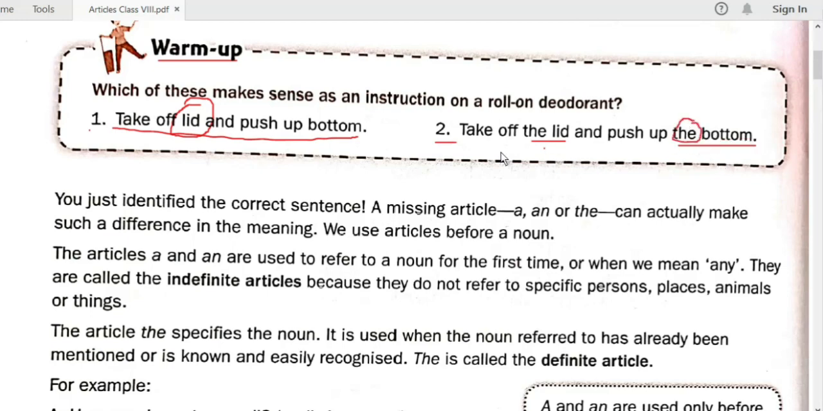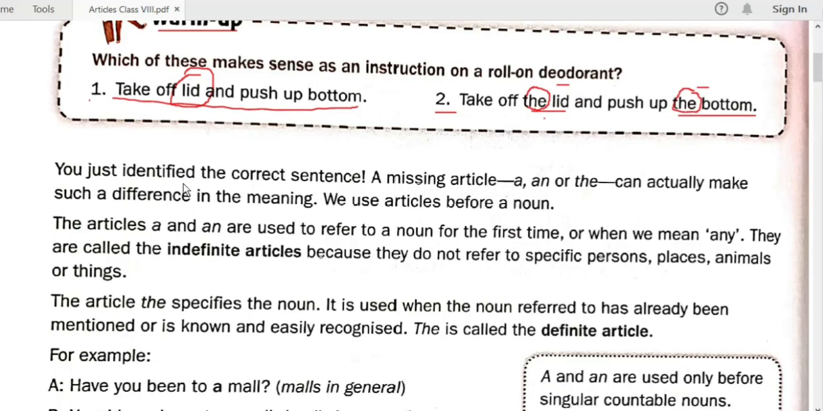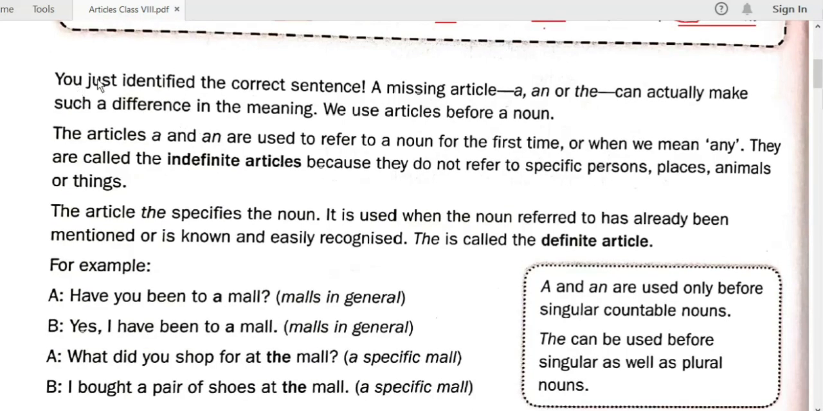Here the and also the, it shows specialized about it. Now read this line. You just identify the correct sentences. A missing article a and or the can actually make such a difference in the meaning. We use articles before a noun.